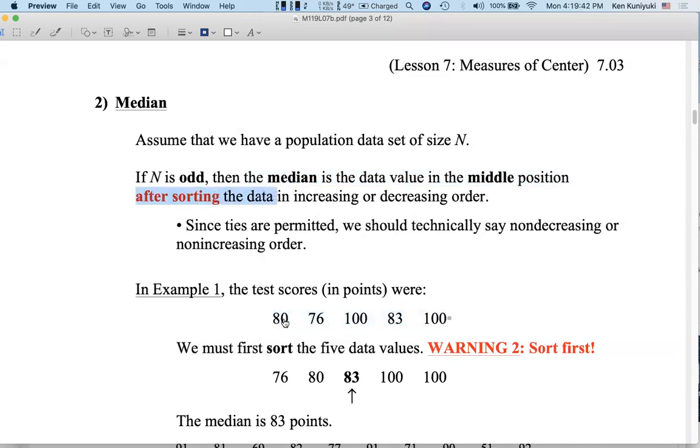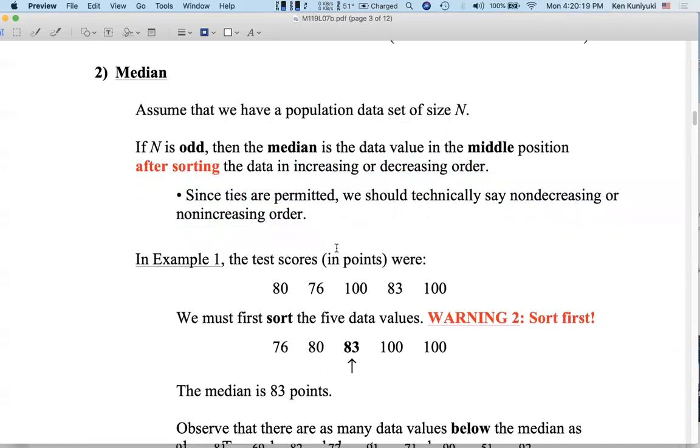So in these 5 test scores here, you don't just grab the 100 points just because it's physically in the middle, all right? You have to sort the data first in increasing or decreasing order. Now, ties are permitted. So technically, instead of increasing, we should say non-decreasing, and instead of decreasing, we should say non-increasing. But I think these words are kind of confusing to people. So instead, we'll just say sort the data in either increasing or decreasing order and just allow for ties.